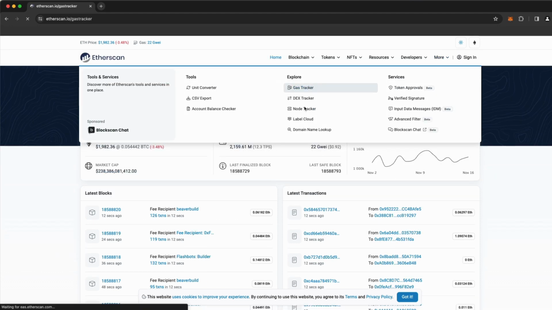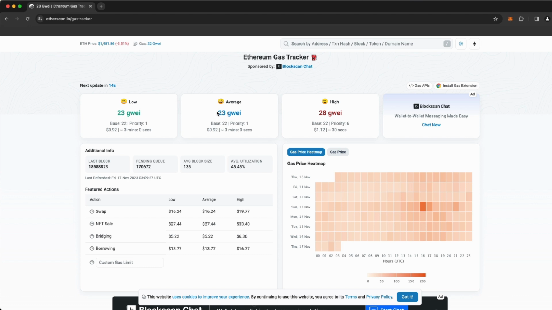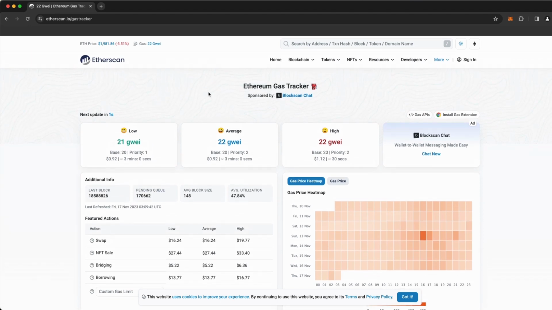So going back to our gas tracker, that's exactly what it does. It's basically the fee that we're going to pay in order to do any transaction on the network. You can see that there's a low, average, and high price. Now you can see that the high price is 28 Gwei. The reason that there's different prices is it's all about how much you want to ensure that your transaction gets into the next block that gets settled on the blockchain.